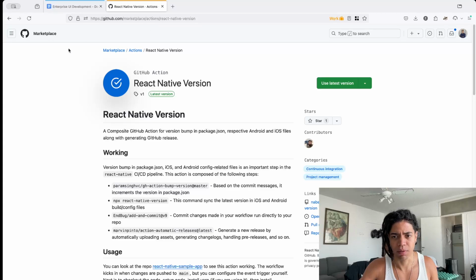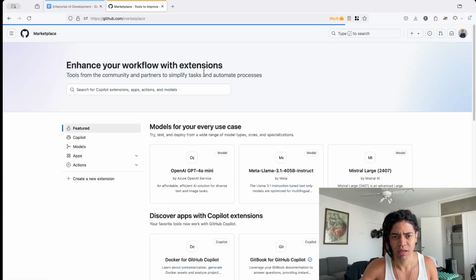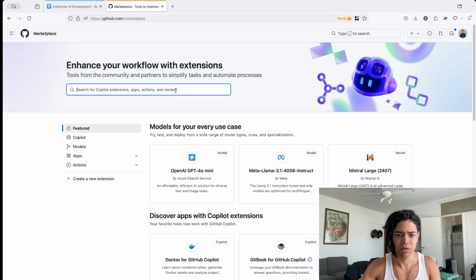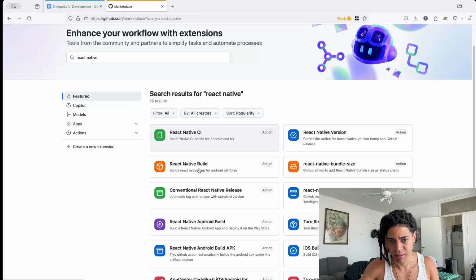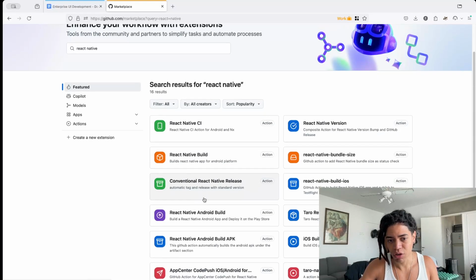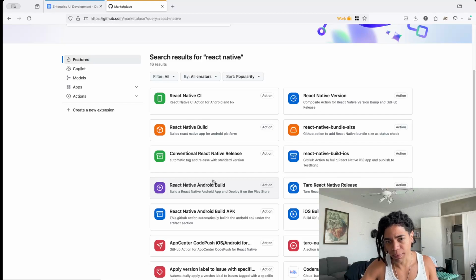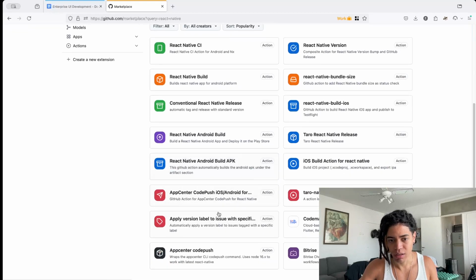But again, you now have a marketplace where you can actually check that kind of thing. You say, hey, React Native, okay, the React Native CI, the React Native build, React Native versions. All of these complex tasks to do that. It's like, hey, React build native app for Android platform. What about for iOS? You have that one? React Native Android build, React Native Android build APK.